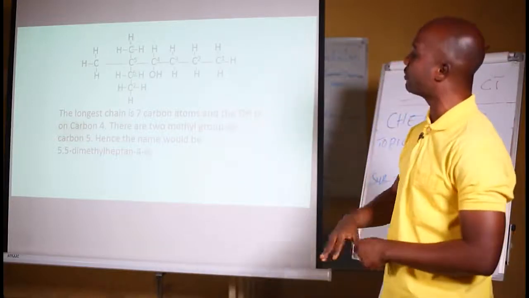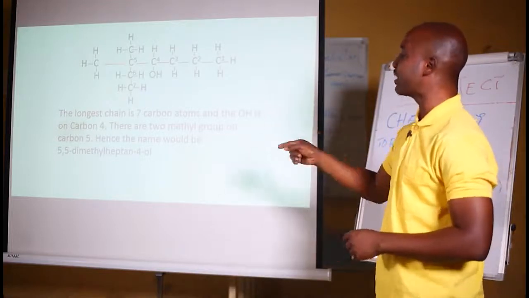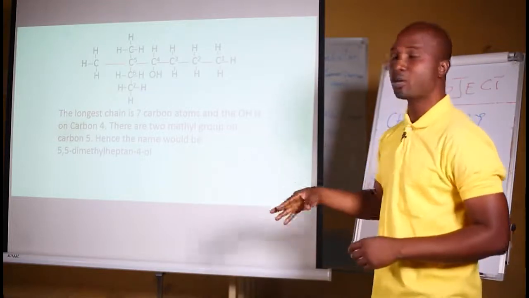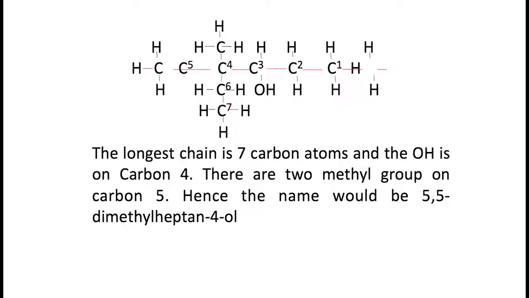So the name becomes 5,5-dimethylheptan-4-ol. The name becomes 5, comma, because I said in between 2 numbers there's usually a comma. Then 5-dimethylheptan-4-ol. That is the name of this compound.